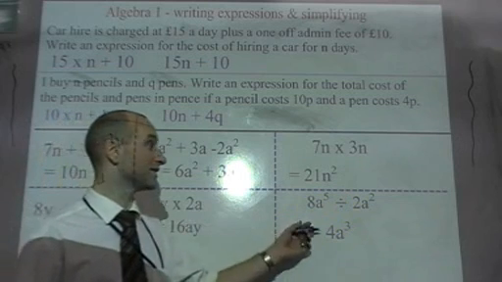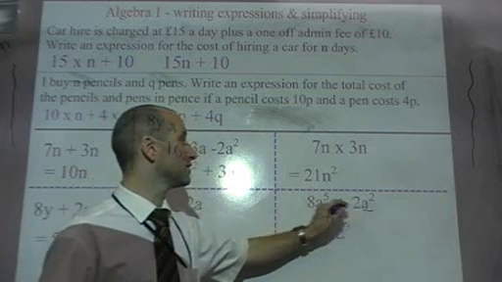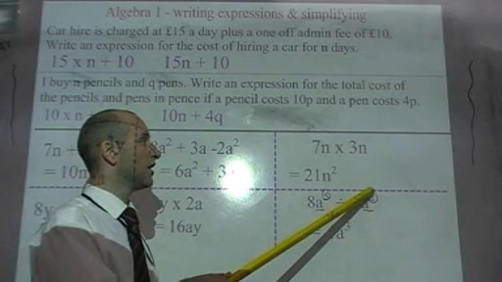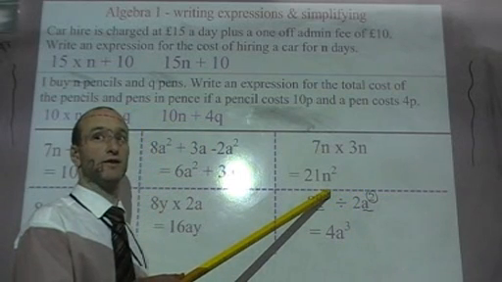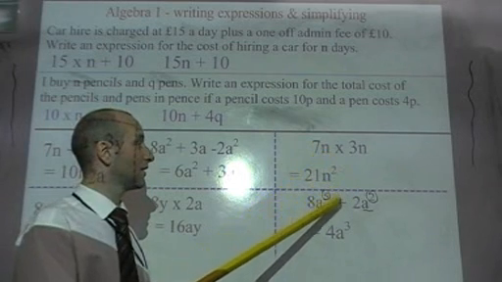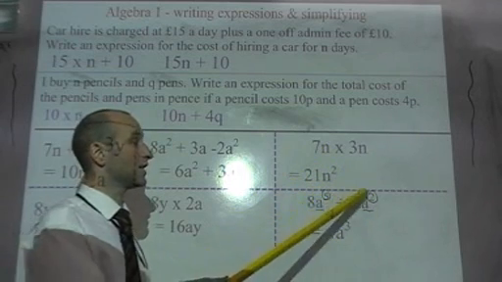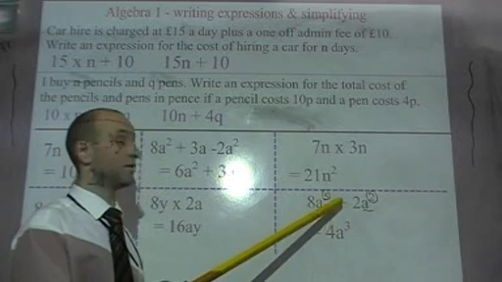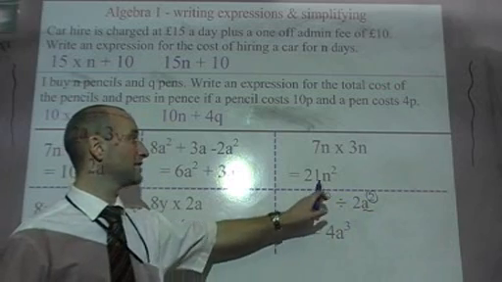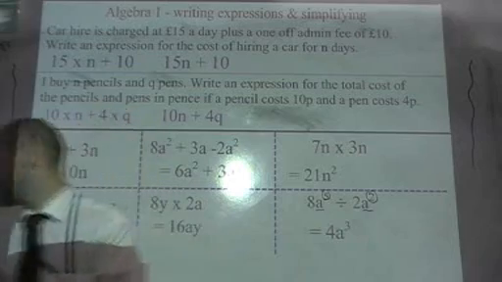Now I'm using a rule of indices here. I'm saying that when I have two letters to powers and I divide, I take away the index powers. When I multiply, I would add them. So when I divide, I take them away. When I multiply, I add them together. So here I'm dividing. So 8 divided by 2 is 4. a to the power 5 divided by a squared is a cubed. Okay.